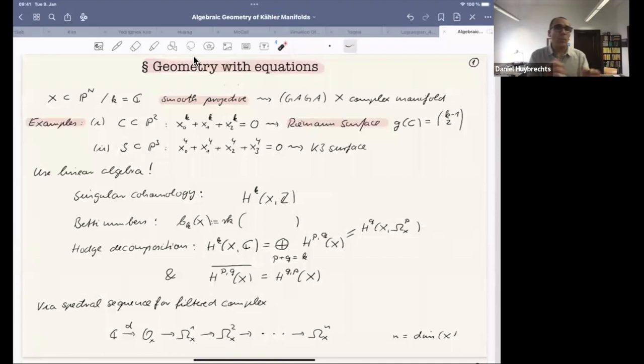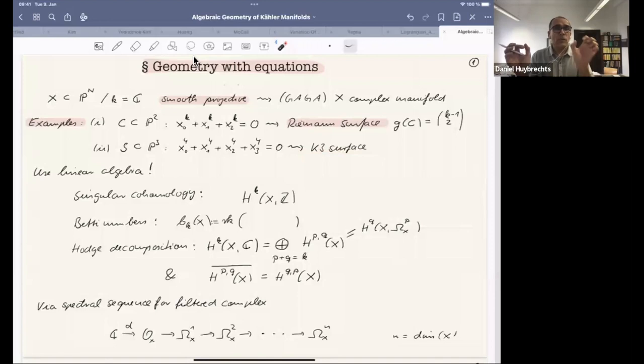And the second example is the Fermat quartic. So here we have the Fermat equation in the projective plane. Here we take a Fermat equation of degree 4 in P3. And that will define what's known as a K3 surface. This is a very important class of algebraic surfaces that lives in the middle of the classification theory.